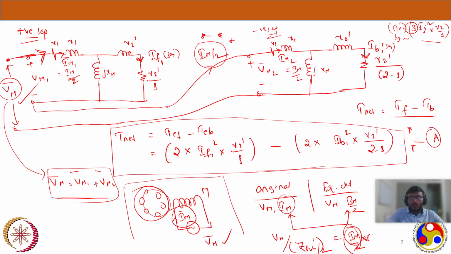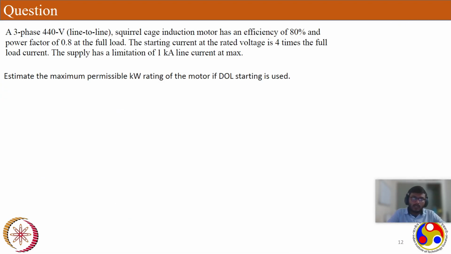So let's go and discuss some problems first, so that it will help you solve the assignment as well. We have half an hour left, so let's start discussing the problems. I would request everyone to pick up pen, paper, and also a calculator. The problems we are doing today will be based on the starting of the induction machine.